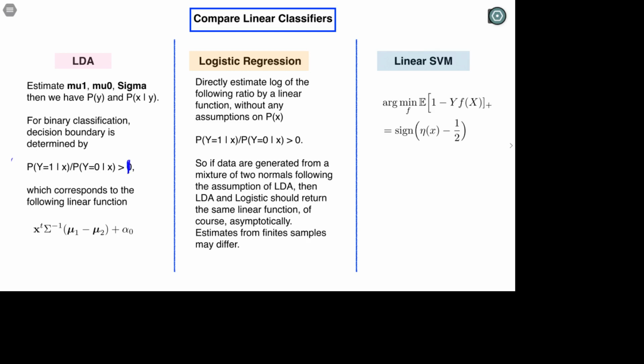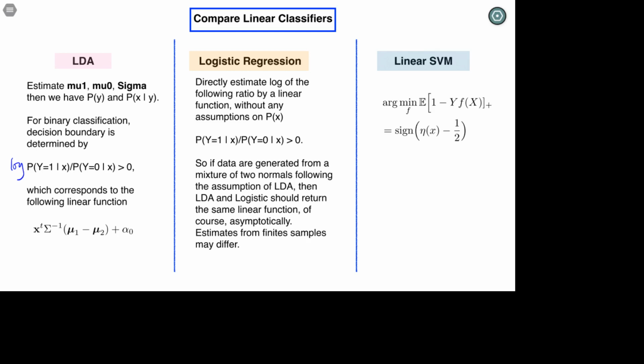Or in the sense, if the log of this is bigger than 0, that's basically our decision boundary, right? So when we try to classify whether a point is from class 1 or 0, we basically evaluate the log of this likelihood ratio. If it's bigger than 0, it's in class 1, otherwise it's in class 0, right? And you can check the notes for LDA, eventually this decision boundary, which is the log of the likelihood ratio being bigger than 0 or not, corresponds to a linear function.